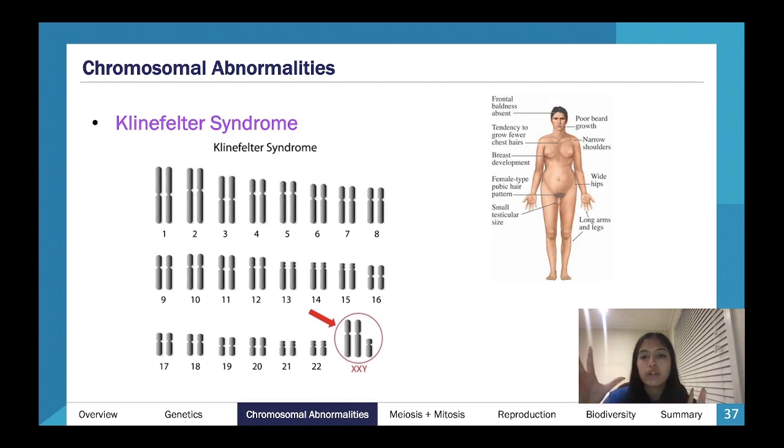So this idea of things that you would see in female puberty, so kind of breast development. We've got fewer chest hairs, wide hips, for example, and kind of less of the sort of male puberty traits. So we've got like poor beard growth, poor hair growth, as I mentioned before, small testicular size, things like that. Frontal baldness is what we see in this individual, because you can see it's just traits from both, but particularly because you've got two X chromosomes, that's where these kind of traits are coming from.